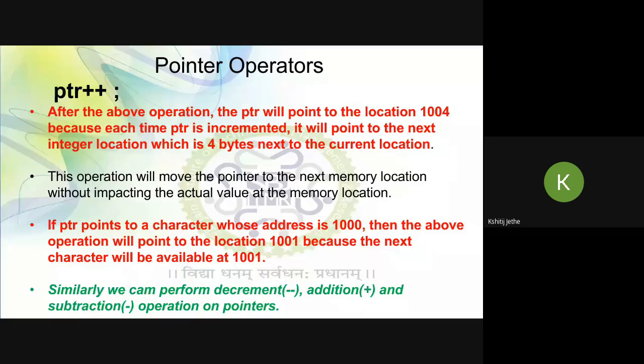So when we increment the pointer, it will automatically jump to the next possible location of the integer variable. The next possible location will be 1004. It will shift by 4 bytes of memory and jump to the next location. Why is it happening? Because we are working with an integer pointer. Now suppose that the pointer is of type character, and we apply the plus plus operator, then what will happen?